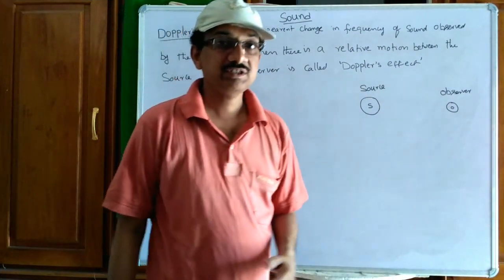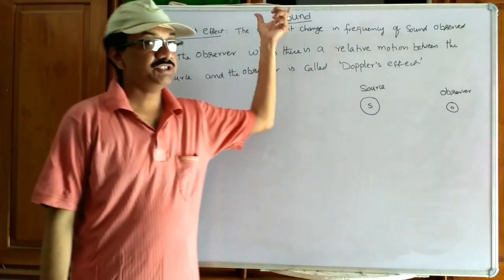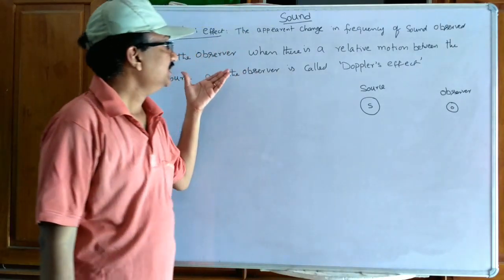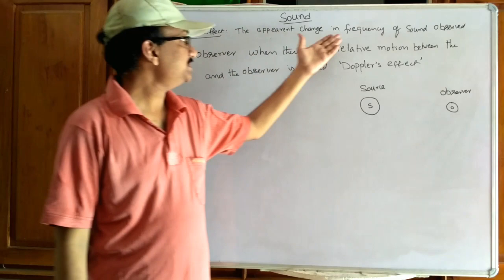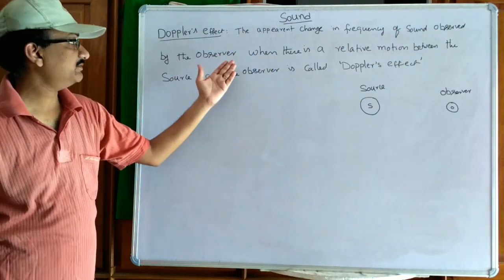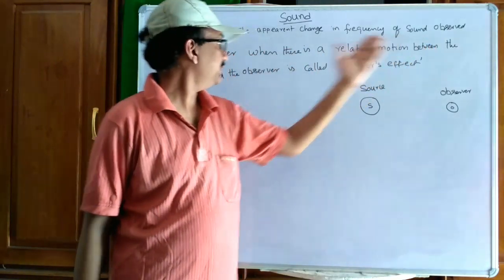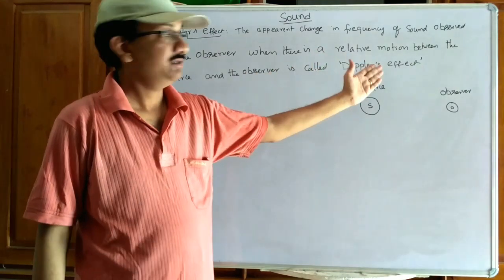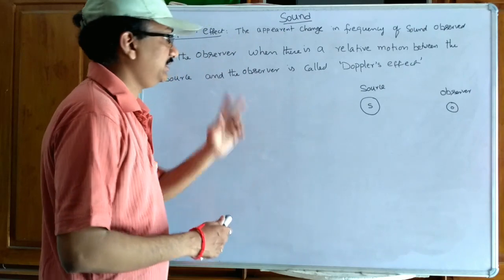Today I am going to discuss the Doppler effect, which is a chapter of sound or wave motion. In the Doppler effect, the definition is: the apparent change in frequency of sound observed by the observer when there is a relative motion between the source and observer is called Doppler's effect.